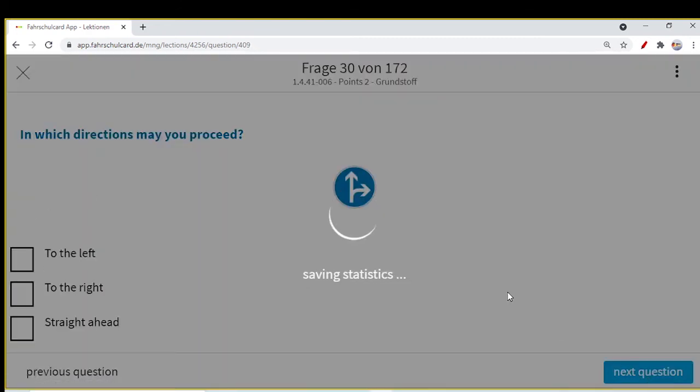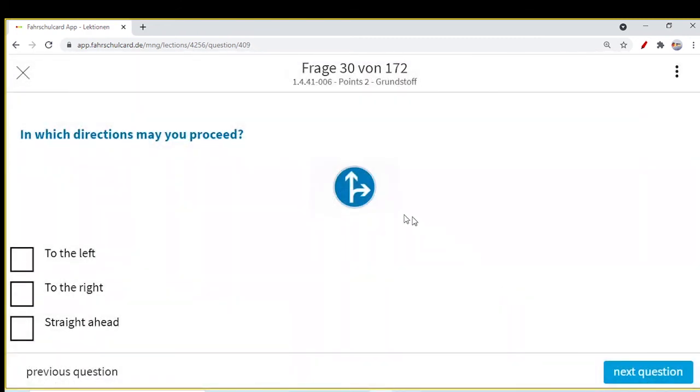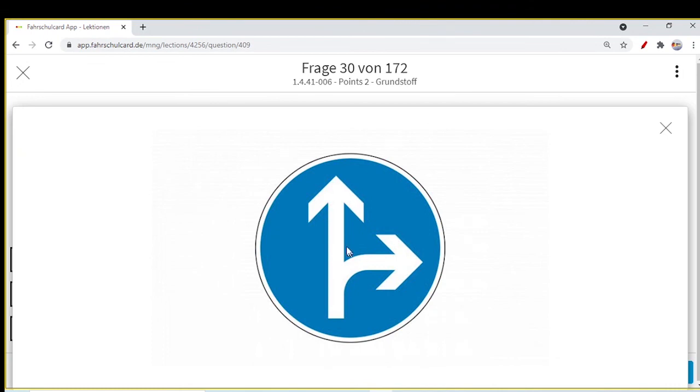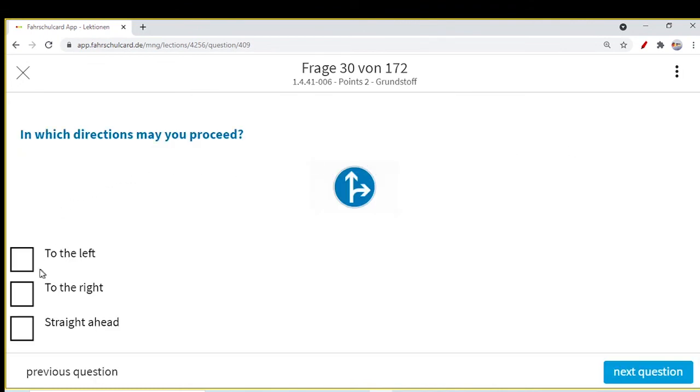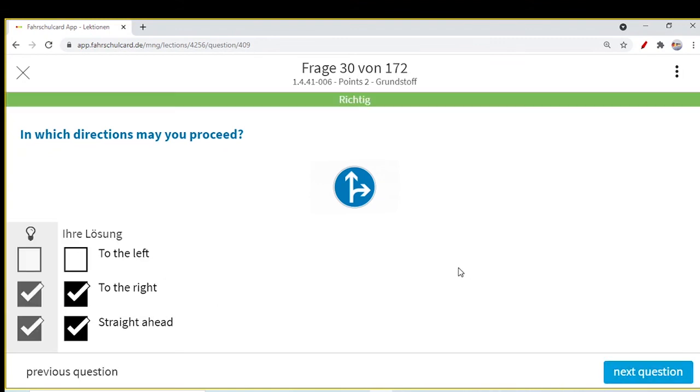So the next question is, in which directions may you proceed? It is clear, you can either go straight or right, no left. So you can go to the right, straight ahead, but to the left is not a correct option. And if you see, this option is correct.